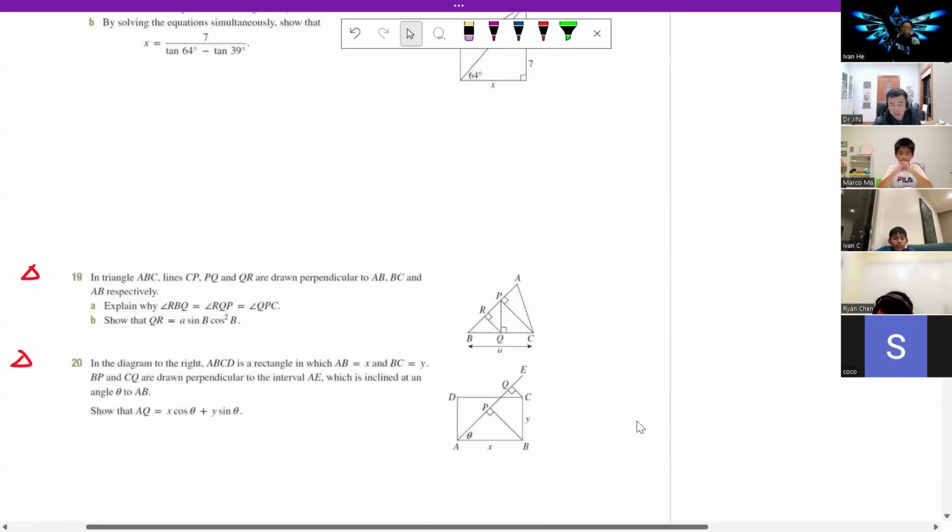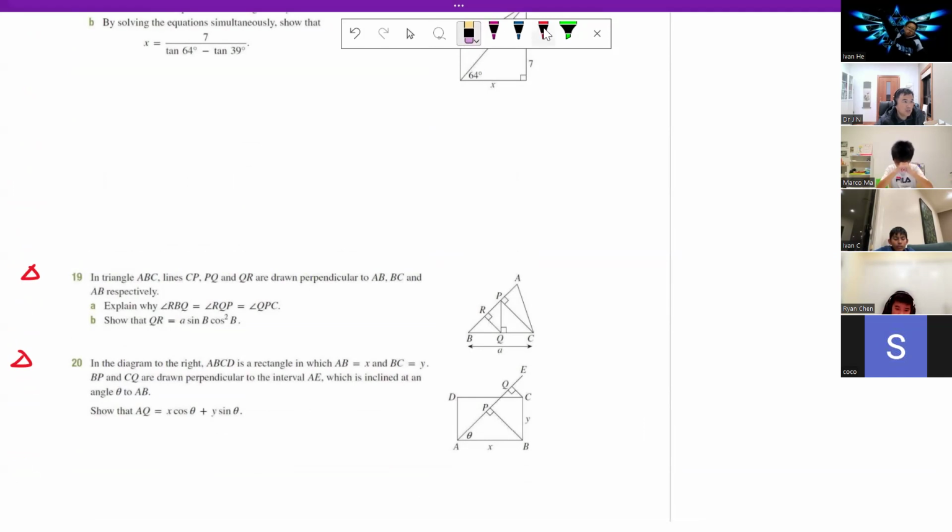Okay, so questions 19 and 20. They're harder questions. I'll leave you to do them, and I might give you a little bit of hint, but there are a lot of different ways to do it. It's not that hard, but you need to try. QR is the goal. You try to solve this in terms of A.